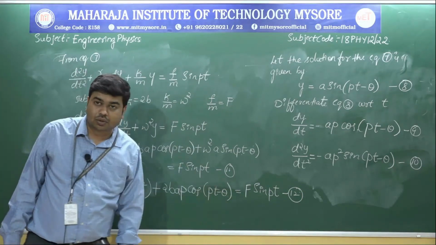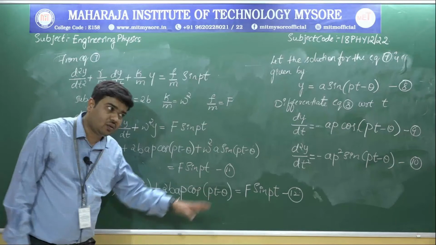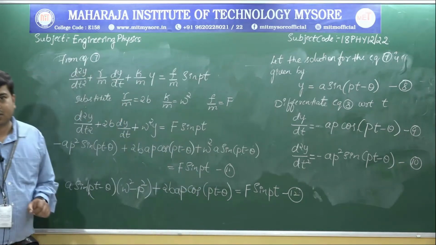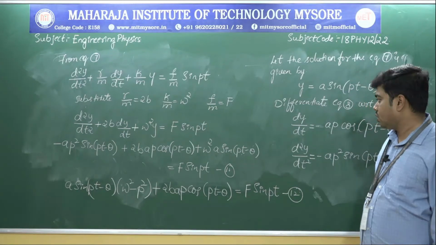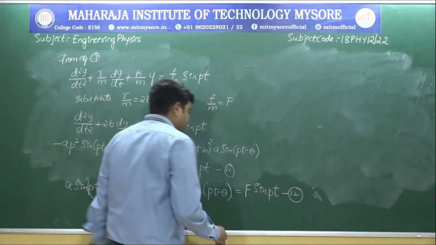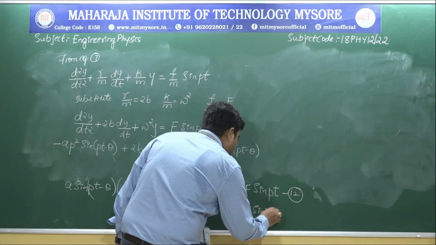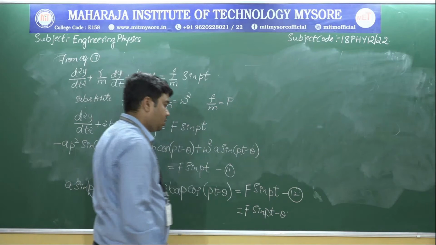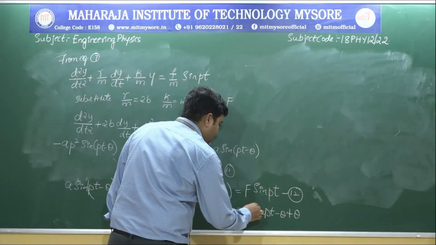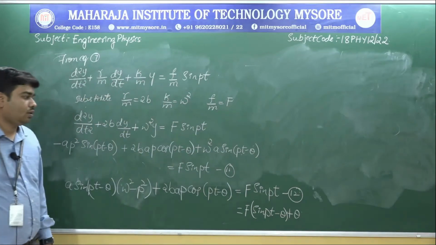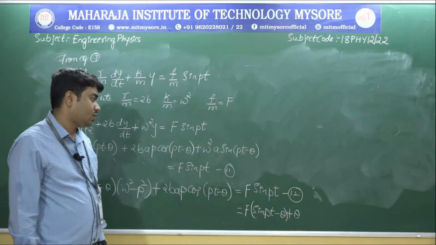We have to substitute certain terms into equation 12 in order to simplify this equation further. We have to substitute in such a way that the value of the whole equation does not change, so that we will be able to find the amplitude as well as the phase difference for the forced oscillation. So we can write this as F sin pt minus theta, then plus theta. As you can see, I have added theta and subtracted theta, so that the equation does not get changed.